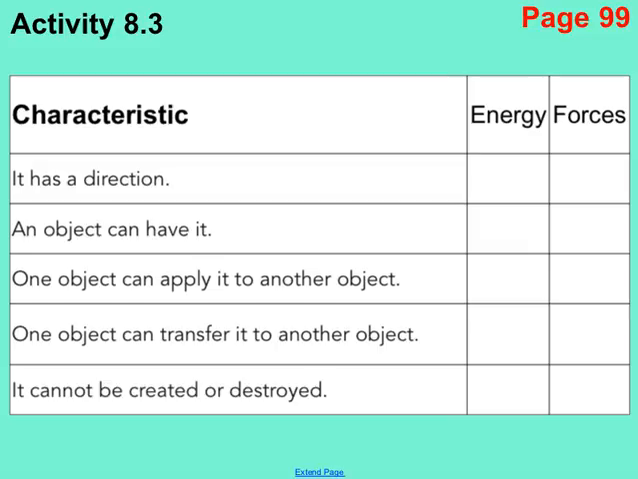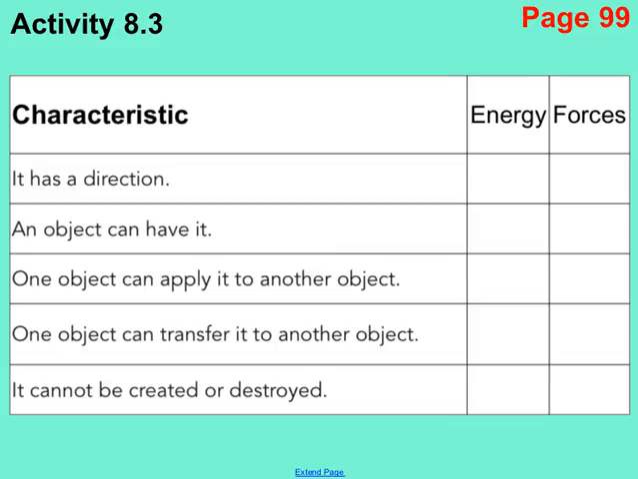So here's a table. These are some characteristics. Put a check mark if you think energy has direction. Put a check mark here if you think forces have a direction. Then go through the list. An object can have it. One object can apply it to another object. One object can transfer it to another object.